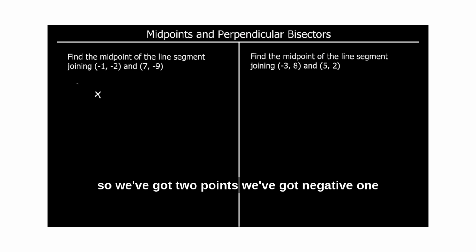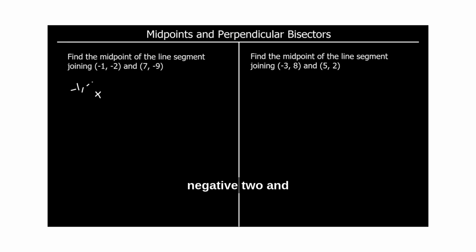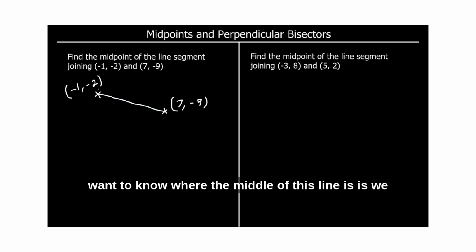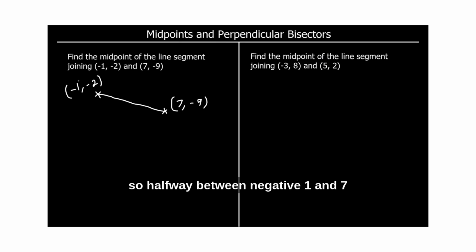So we've got 2 points. We've got -1, -2, and we've got 7, -9. And we've got a line segment joining them together. We want to know where the middle of this line is, so we go halfway between the x's and halfway between the y's. So halfway between -1 and 7, and halfway between -2 and -9.